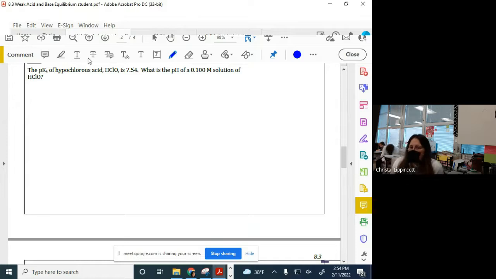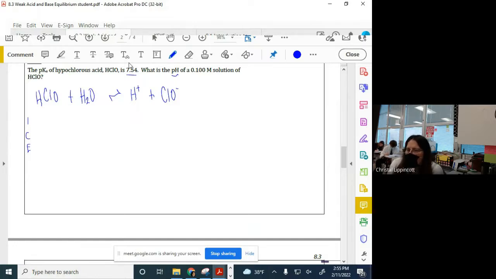All right, so we know the pKa for this is 7.54. They want to know what the pH of this solution is going to be. This is our weak acid, HClO. We're going to put that into some water. It's going to dissociate, with my sad little arrow there that isn't looking too healthy, my apologies, into H plus and ClO minus. Okay, so ice table. Here we go.